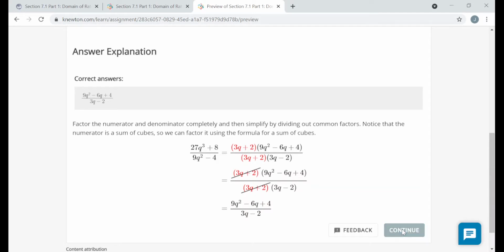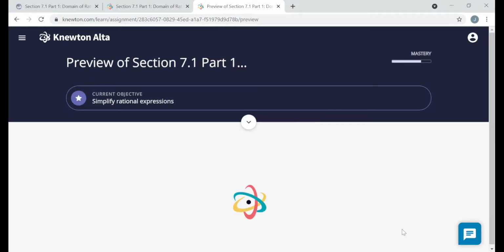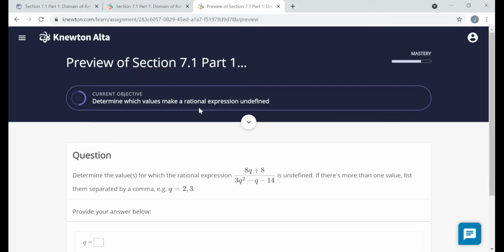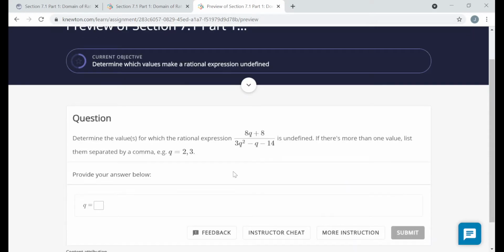Alright, then the last 2 questions, I believe, and it looks like I probably only have 2 more, is going to be determining which values make the rational expression undefined. And if you recall from my 2 questions on this objective earlier, it means we're only focusing on the denominator. So we have 8q plus 8 in the numerator, and then 3q squared minus q minus 14 in the denominator. And all we need to find are the values of q that make the denominator 0.